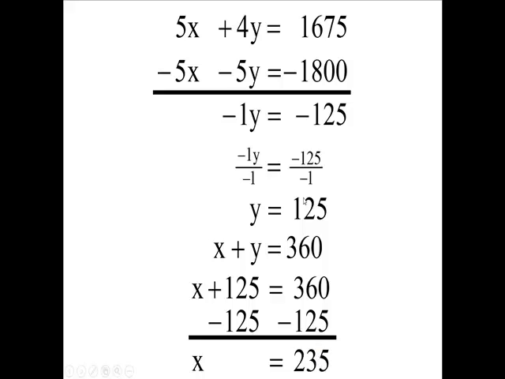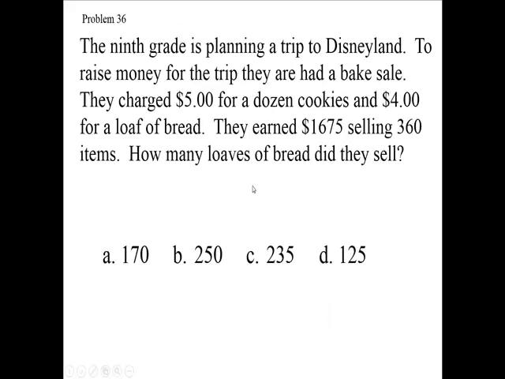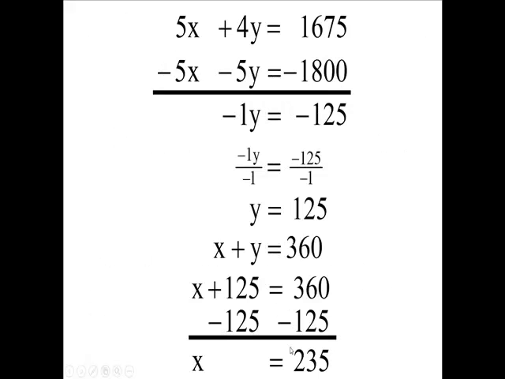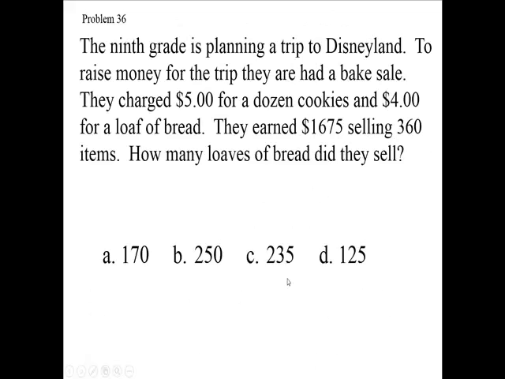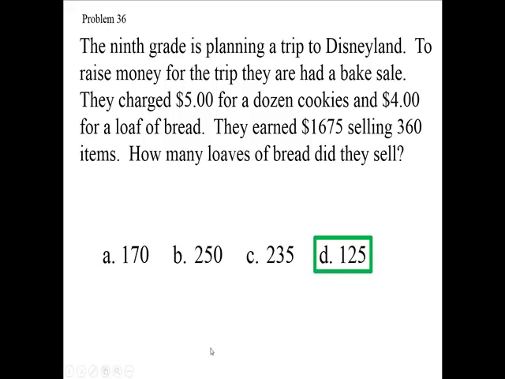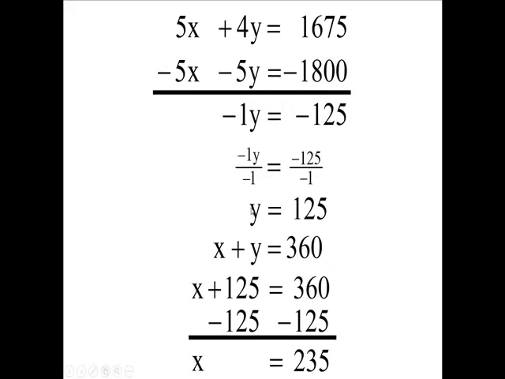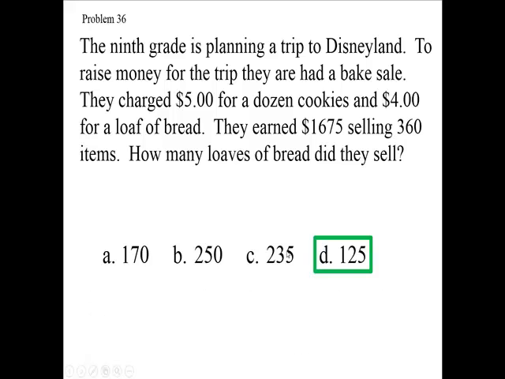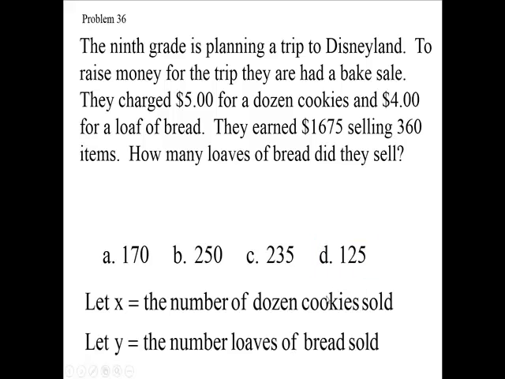Now be careful. X is the cookies. And so X back here was the 235. So don't choose 235. That's the cookies. The bread is the 125. So come back up here. We want to pick Y because Y was the number of loaves of bread. So we're going to pick the 125. Do not pick the 235 because you would have the number of dozen cookies. We're looking for the loaves of bread. We're looking for Y, which we said was 125.